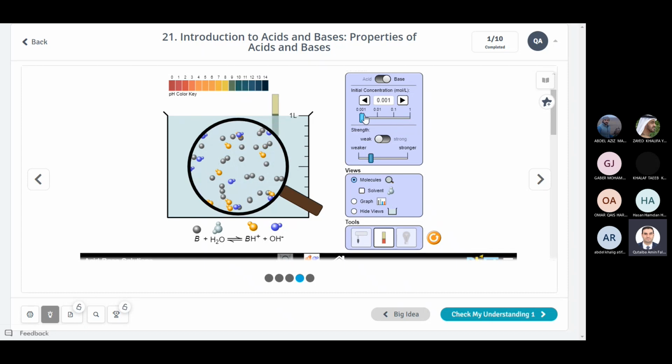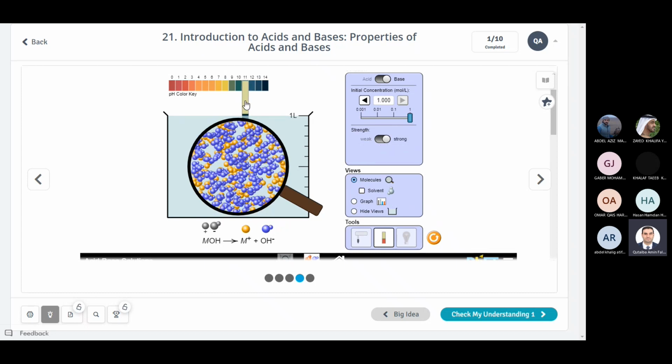When I decrease the initial concentration, it goes to around 9. And with 9, this means you will have a weaker base. Look at this now. There is a specific value found at 11, almost 11. You can check whether you want strong or weak. Let me do the strong one.